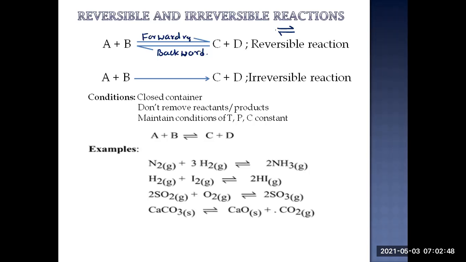Some of the examples you can see here: nitrogen combining with hydrogen to form ammonia. Ammonia gives back nitrogen, like that. Hydrogen iodide formation, sulfur trioxide from sulfur dioxide, even the decomposition of calcium carbonate. They all become reversible when they are carried out in a closed container.